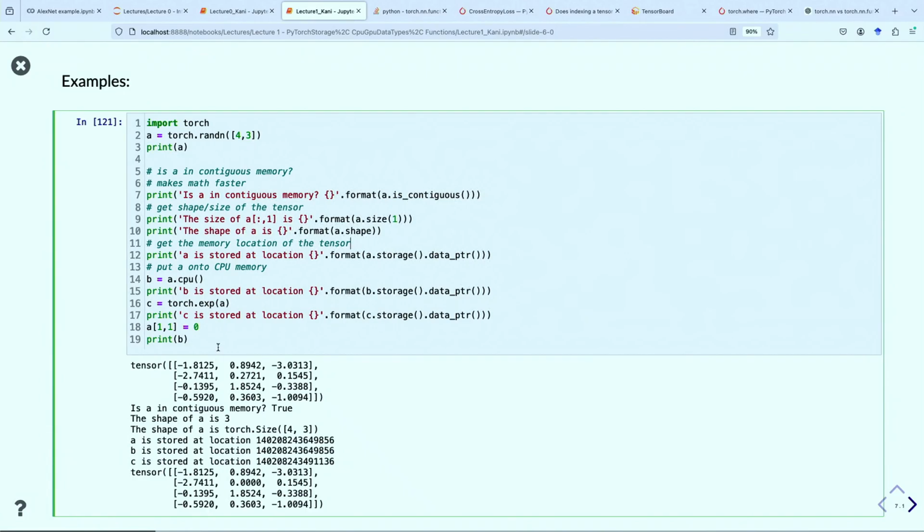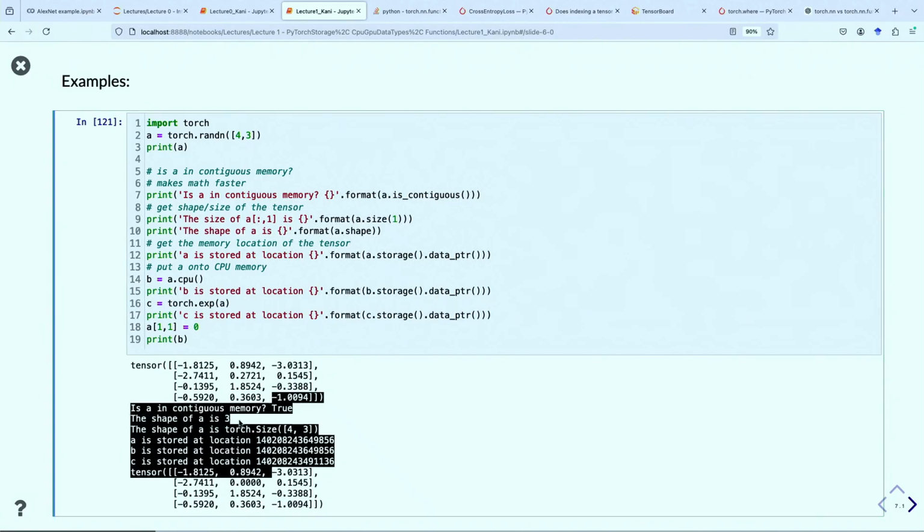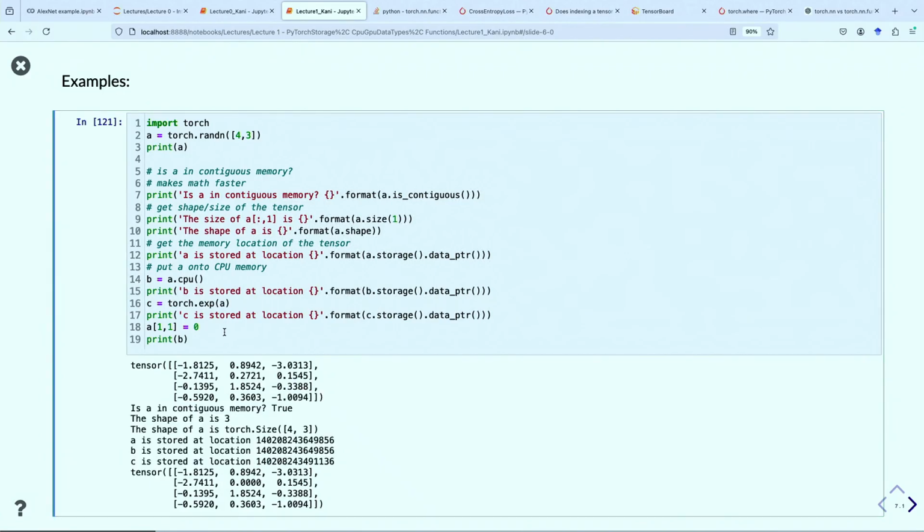One quick question before we move on. Why is C not a view? Just checking if you're awake. Why is C not a view?